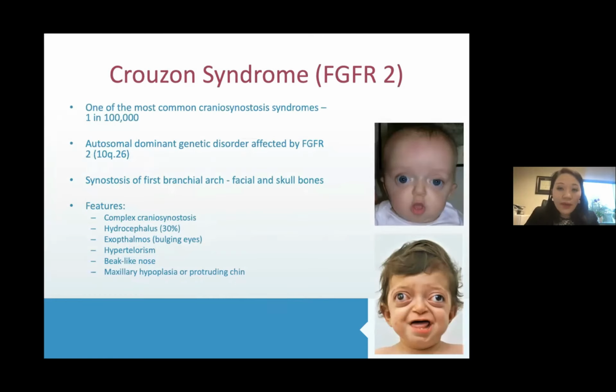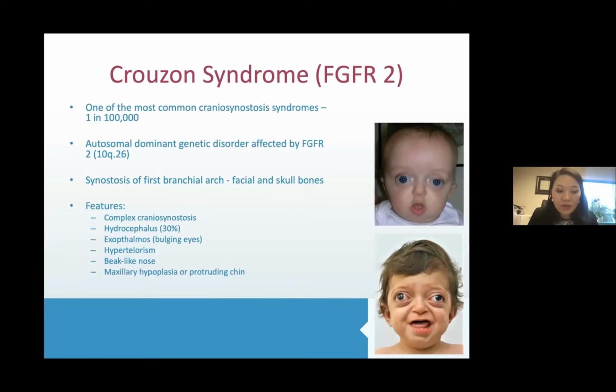So for my talk of the craniosynostosis syndromes, I will be focused on Crouzon syndrome, which is a result of a FGFR2 mutation. It is one of the most common craniosynostosis syndromes of infancy, obviously congenital at birth, 1 in 100,000 births, and it is an autosomal dominant genetic disorder affected by a mutation in FGFR2, which is located on chromosome 10q.